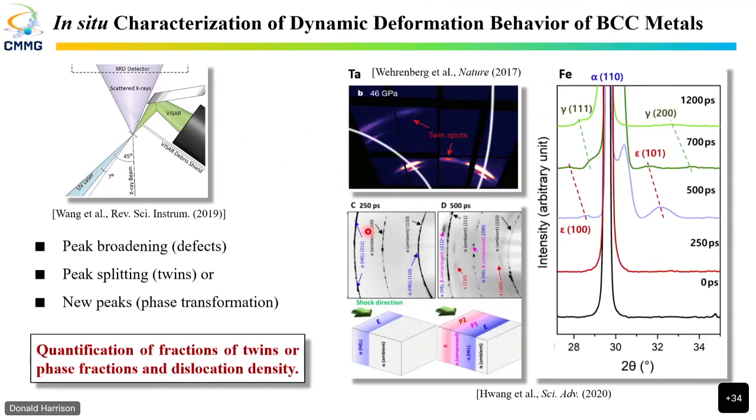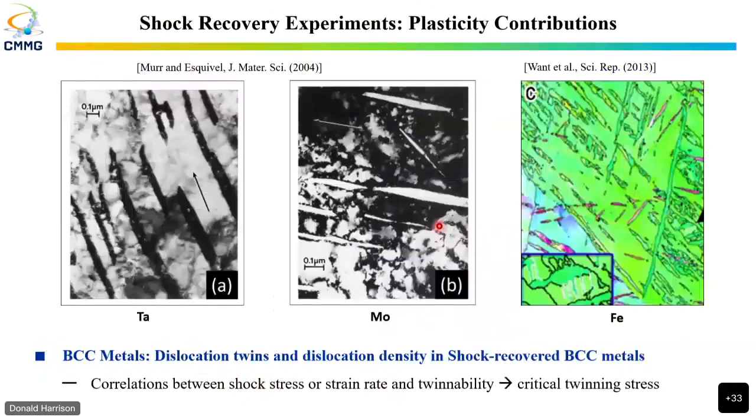You don't get information on how much plasticity is happening, how much dislocation density versus twinning versus phase transformation is happening. And a lot of the challenges in the interpretation are based on what is the time that you're characterizing these microstructures. And I'll explain that in a little bit. So you can look at diffraction patterns, you get new insights, but a lot of the contributions from plasticity, you have to do shock recovery experiments.